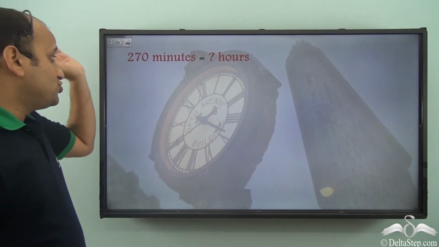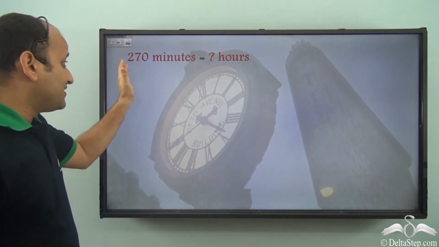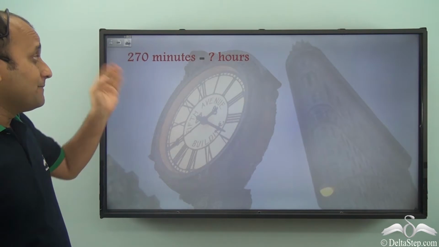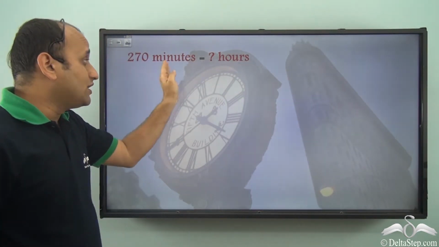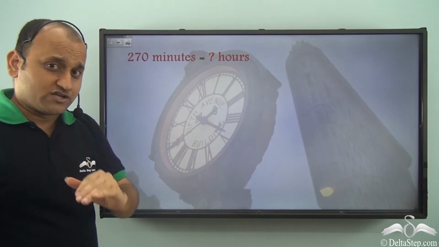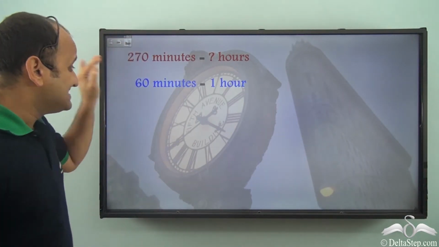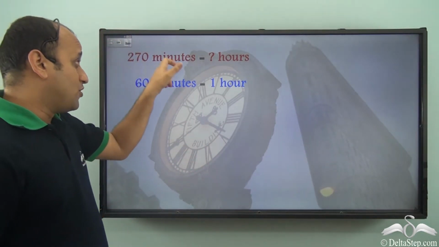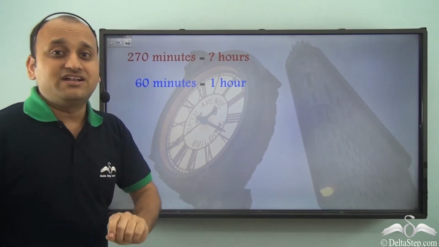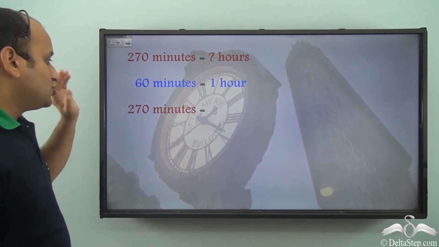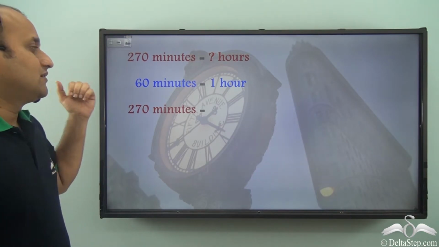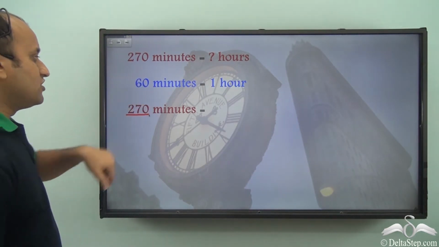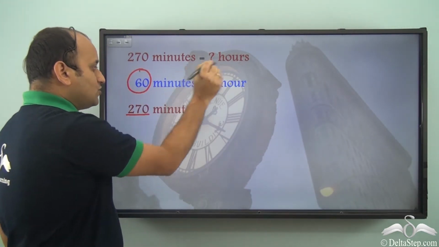Now we have 270 minutes. So 270 minutes is equal to how many hours? Again we are converting from minutes to hours, that is smaller unit to larger unit. And what is the conversion? 60 minutes is equal to 1 hour. And since we are converting from smaller unit to larger unit, we divide. So 270 minutes is equal to, we divide what by what? Well, 270 by the conversion, that is 60 minutes is equal to 1 hour.